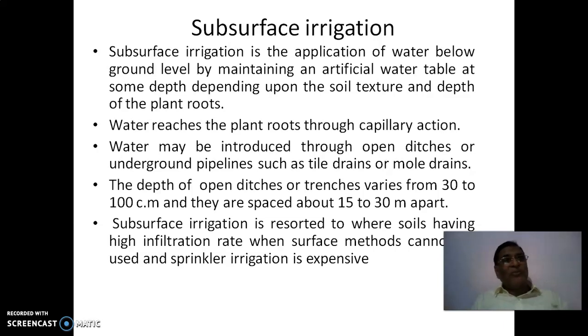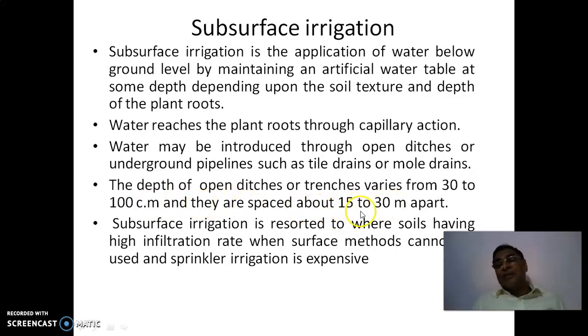That is almost similar to the furrow irrigation we have seen earlier. In the furrows, when water is flowing, it moves to the ridge by capillary action. Exactly the same fashion. Of course, furrows are on the surface, whereas here they are underground: trenches and underground drains, called pipelines or tile drains. The depth of the open ditches or trenches varies from 30 centimeters to 100 centimeters, almost a meter. It's deep, in fact, and they are spaced about 15 to 30 meters.